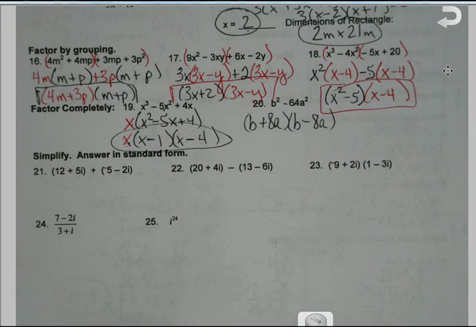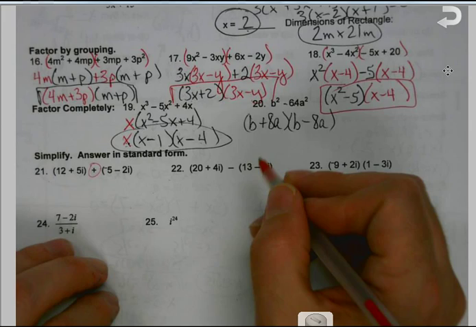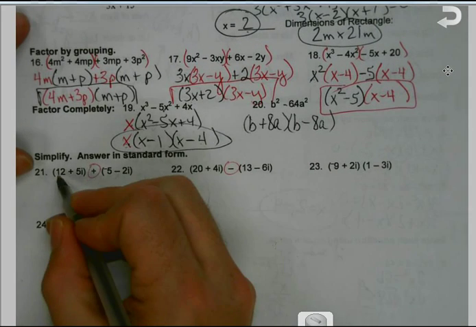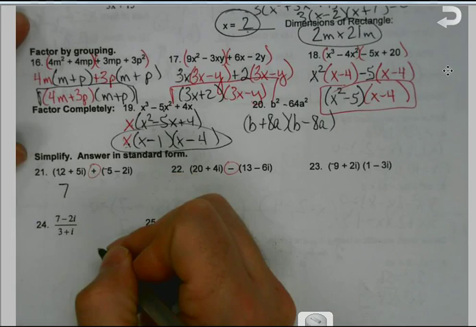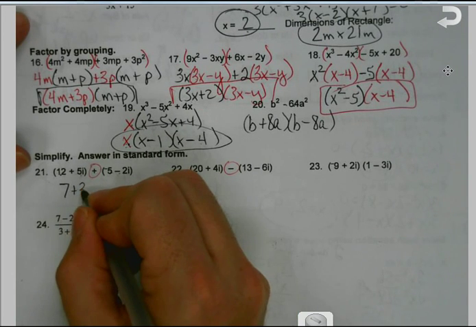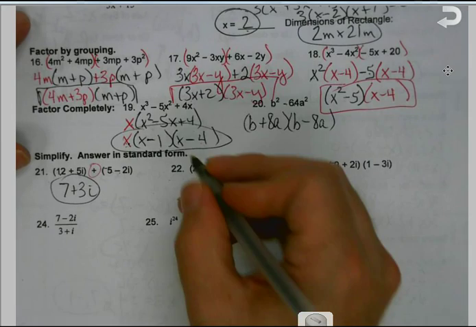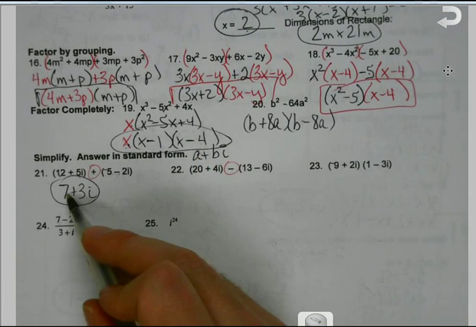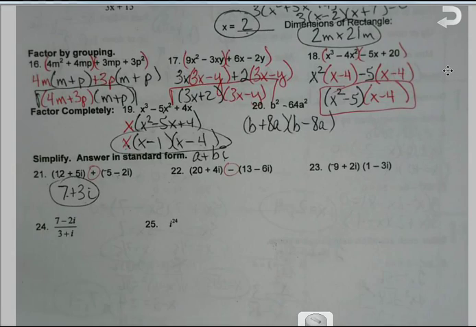So here, the important thing is to watch for the sign in the middle. If it's plus or minus, you're just combining like terms. So like here, 12 and negative 5 is 7. 5i minus 2i is 3i. And when we talk about standard form, remember, it's your real part first, your imaginary part second.